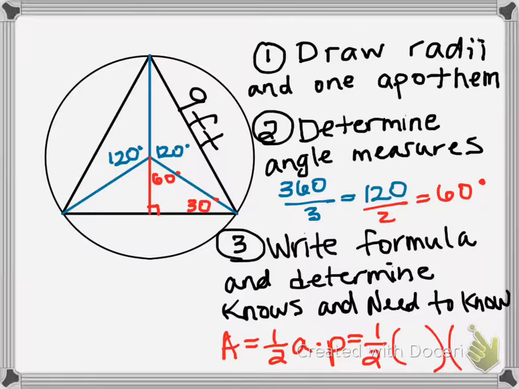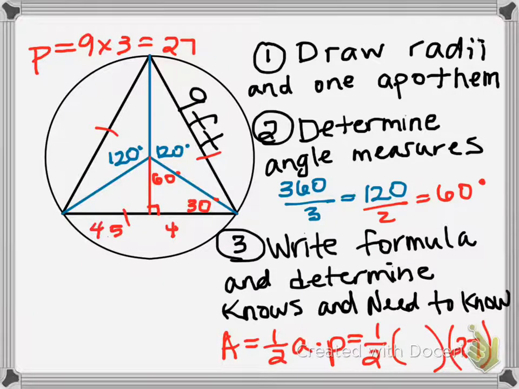And I don't really know perimeter, but I can find it out, because I know that one side length is 9. And because this is a regular triangle, all side lengths are the same. So 9 times 3 gives me a perimeter of 27, and I can fill that in. So at this point, I'm almost done with the problem. I just need to figure out what my apothem is in order to plug it in and actually compute the entire area. So that's what we'll do next.